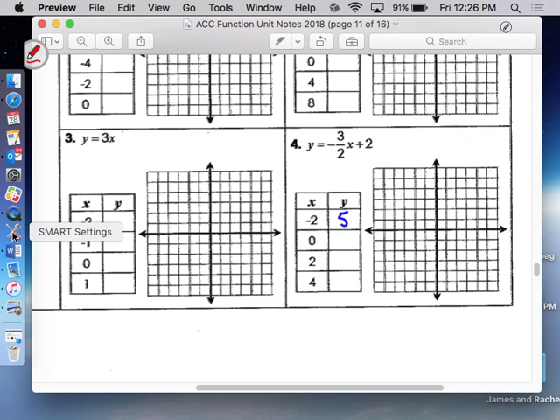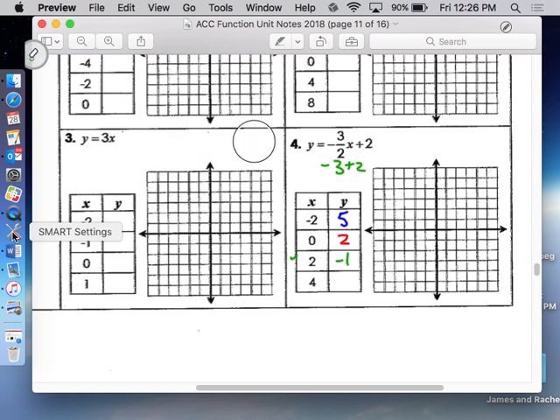When x is 0, this entire expression becomes 0, and the only number left in the equation is 2. So that one's pretty easy. Let's look at the value of x equaling 2. So I've got -3/2 multiplied by +2/1. That's -6/2. That's going to result in -3. I add that to 2, and I get -1. So +2's output is -1.